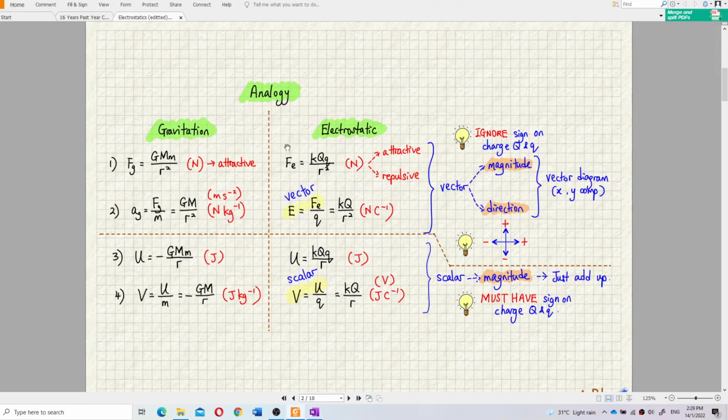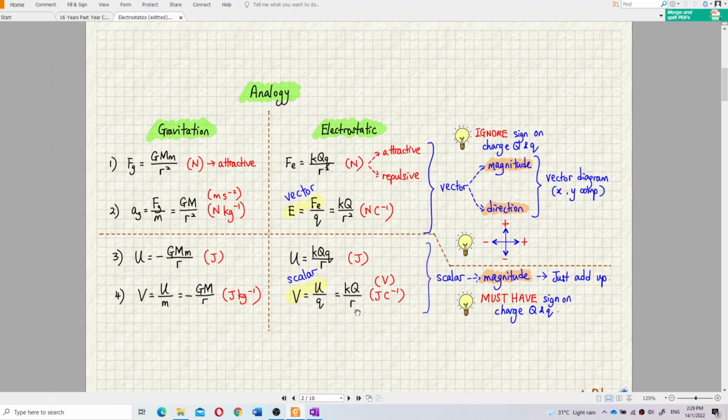So look at here. As long as it is a vector, like force and electric field, below here the r has a square. You see that? It has a square. But for a scalar quantity like electric potential energy or electric potential, the r doesn't have a square.